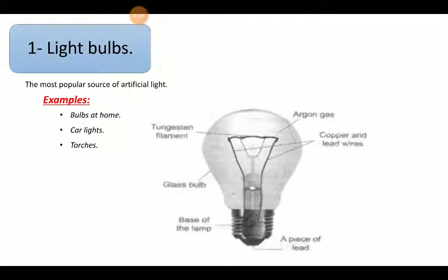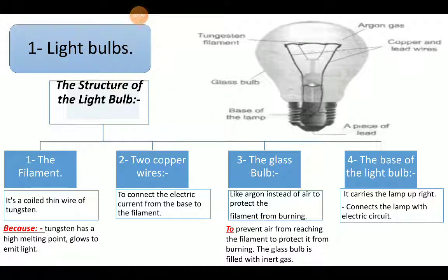Thomas Alva Edison is the American inventor who invented the light bulb. It can be used in lighting houses, car lights, and torches. We can say that the structure of the light bulb consists of four main components, which are, number one, the filament. This is the filament.